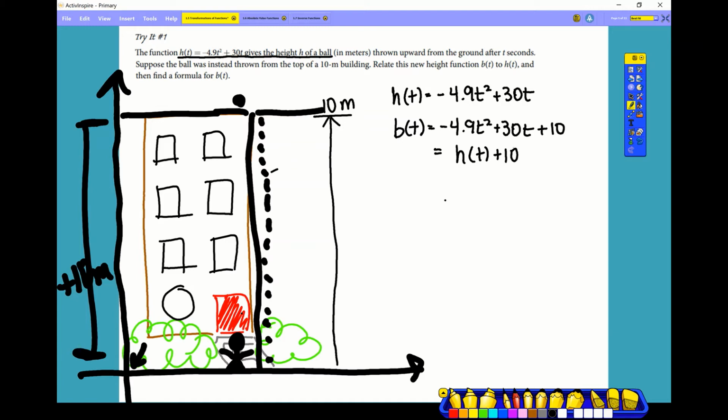And now we're going to find that formula. So we're going to reduce it. So it's going to be negative. Actually, we can't. This is as simple as it gets because everything is associated with t.